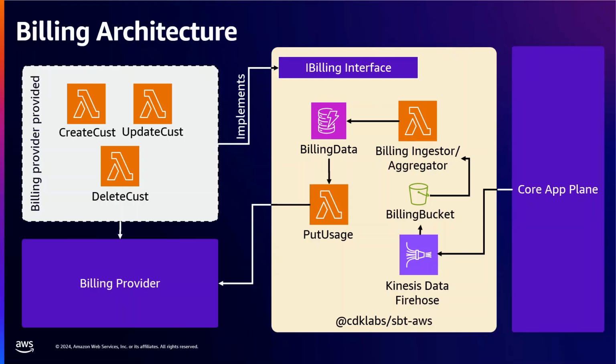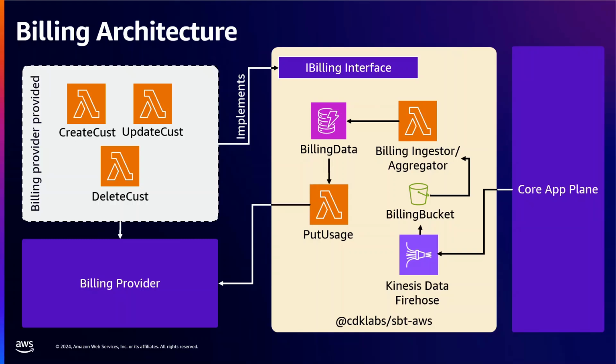When a billing provider like Stripe or ChargeBee wants to extend the SaaS Builder Toolkit, or SBT, they provide the necessary functionality and we integrate it. For instance, when provisioning a new tenant, we trigger a create customer Lambda function if billing is enabled. This function registers the tenant with the billing provider, for example Stripe. Additionally, we also offer optional helper functions.